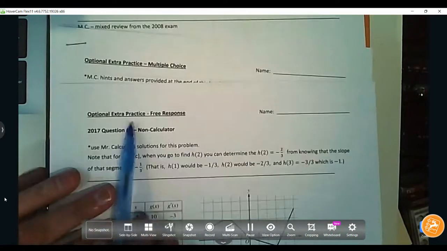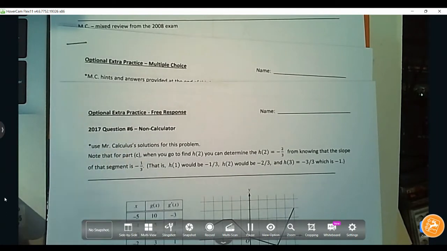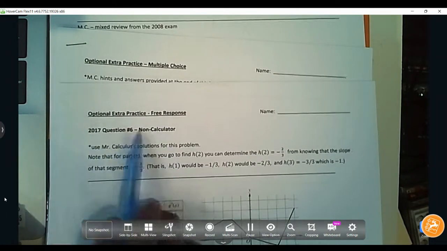One says optional extra practice, free response. This is really good extra practice that's just kind of a different type of problem. And you review a lot of skills like chain rule and product rule in there. So if you have time, I would do that. Use Mr. Calculus's solutions.